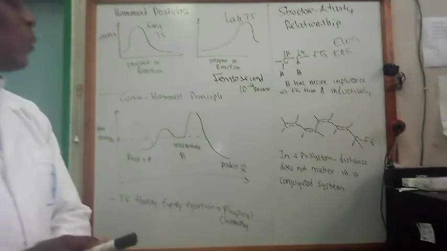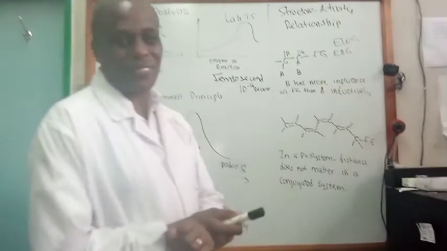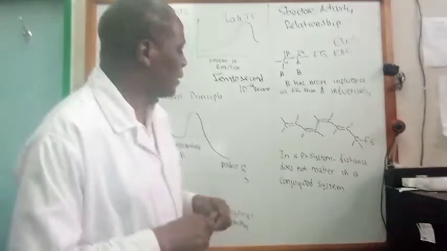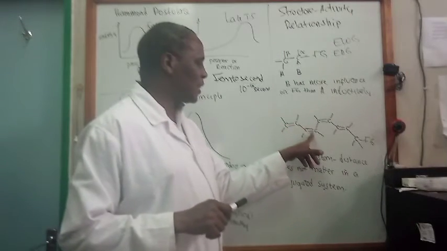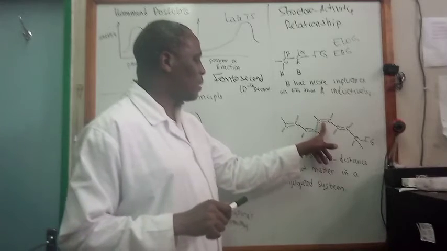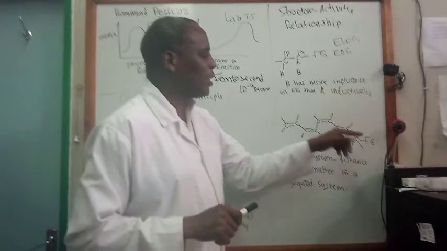Now, when you're dealing with conjugation, by conjugation it means you've got a double bond separated by a single bond, and then a double bond separated by a single bond, a double bond separated by a single bond, a double bond, something like that.